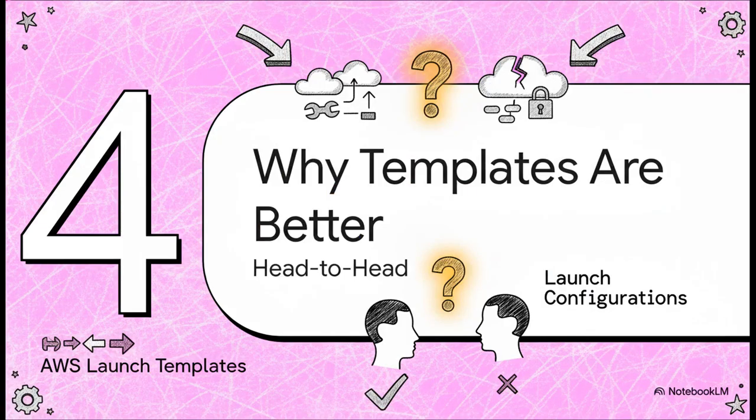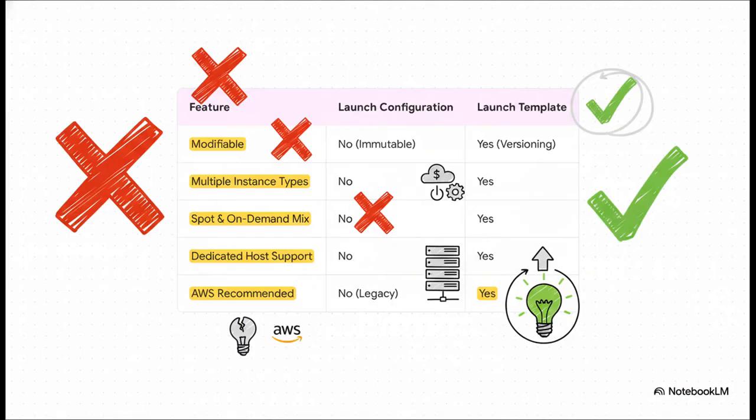Okay, so let's put these two side by side. When you see them in a direct head-to-head matchup, the winner becomes, well, it's not even a contest. Let's just run down the list, shall we? Modifiable? That's a no for configurations, but a big yes for templates, all thanks to versioning. Multiple instance types? Nope, not for configurations. Mixed spot and on-demand instances? Again, only with templates. Dedicated host support? You guessed it, same story. And the big one, what does AWS themselves tell you to use? Yeah, it's launch templates, hands down, every single time.